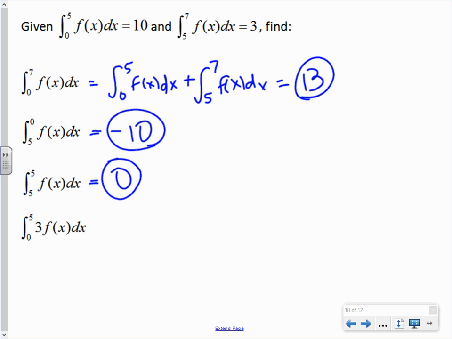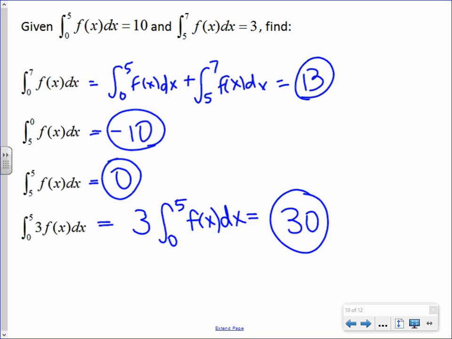And then the last one here, the integral from 0 to 5 of 3 f of x dx. First of all, what are your thoughts? Your thoughts are 30. Okay? Remember, a constant multiplied can be taken out. And we know that the integral from 0 to 5 is 10. So yes, 30 is correct.